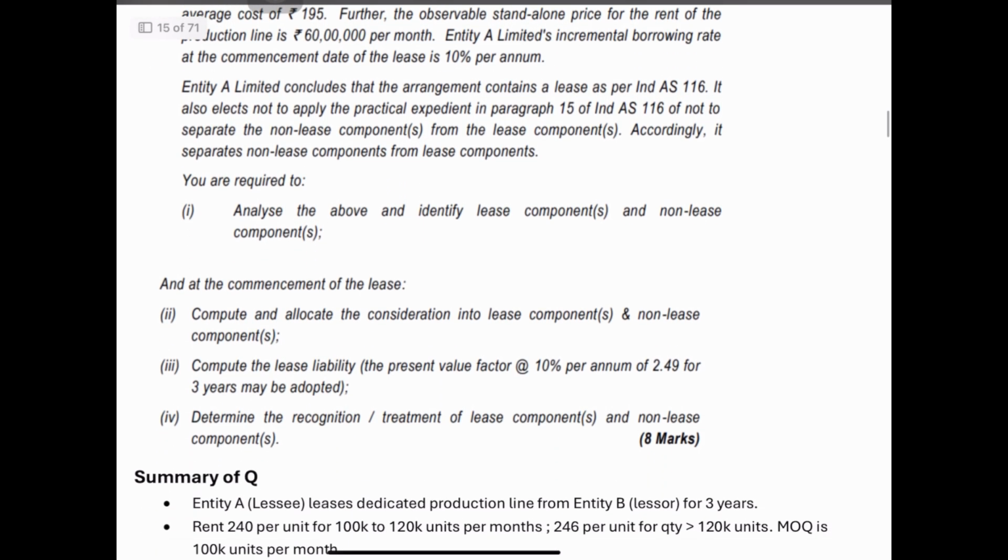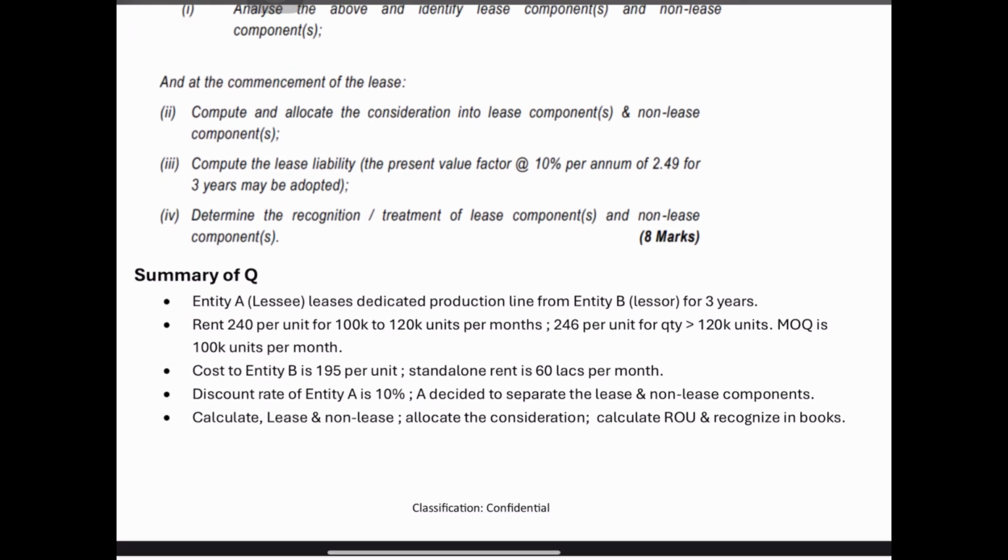Okay, I have tried to summarize this question here. So here entity A is a lessee, leases a dedicated production line from entity B, lessor, for 3 years. The rent is 240 per unit for the first 100,000 units, up to 120,000 units the rent is given as 240 per unit per month. And it will be increased to 246 per unit if the quantity is more than 120,000 units per month. And minimum order quantity is given as 100,000 units per month.